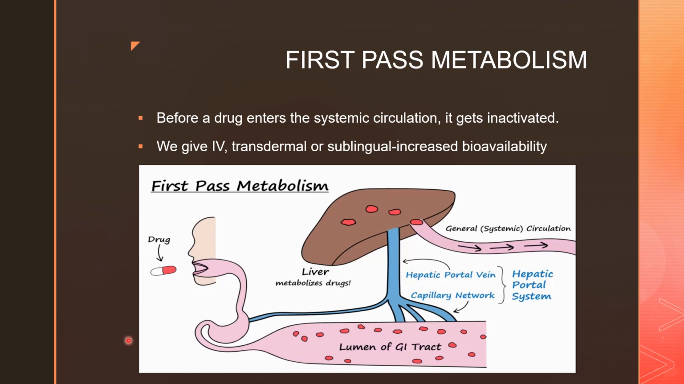When you see the diagram over here, the drug that has been taken in by this patient has two routes basically: to go via the stomach directly to the lumen of the GI tract, or to go through the liver region. So in first pass metabolism, this would directly go to the liver, from which it goes to the general systemic circulation, as well as from the hepatic portal system it would go to the lumen of the GI tract.